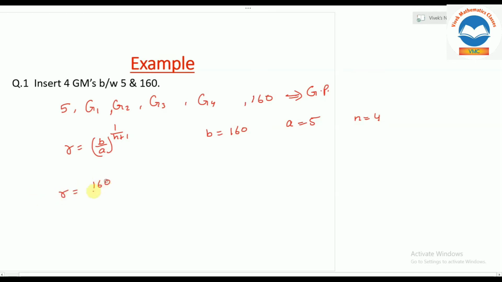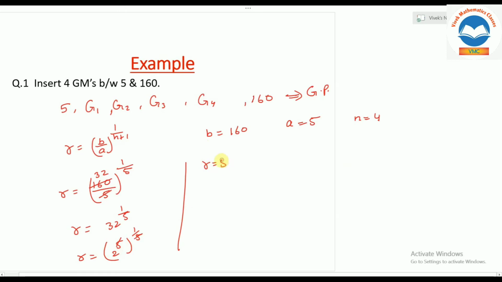r will be (160 divided by 5) whole to the power 1 by 4 plus 1, that is 5. This one will cancel out and we will get 32. So r will be 32 to the power 1 by 5. This 32 we can write as 2 to the power 5, so (2 to the power 5) whole to the power 1 by 5. The 5 and 5 cancel out, so we get the r value as 2.